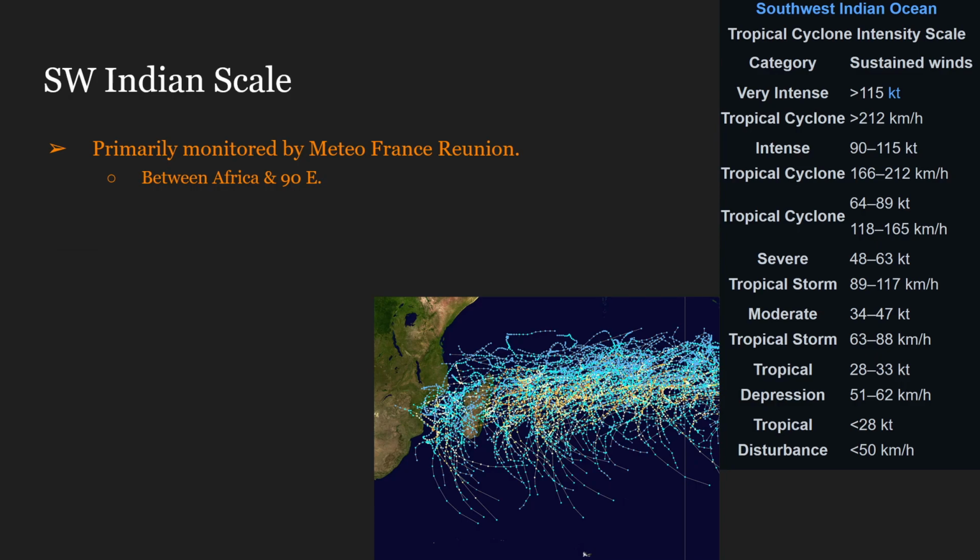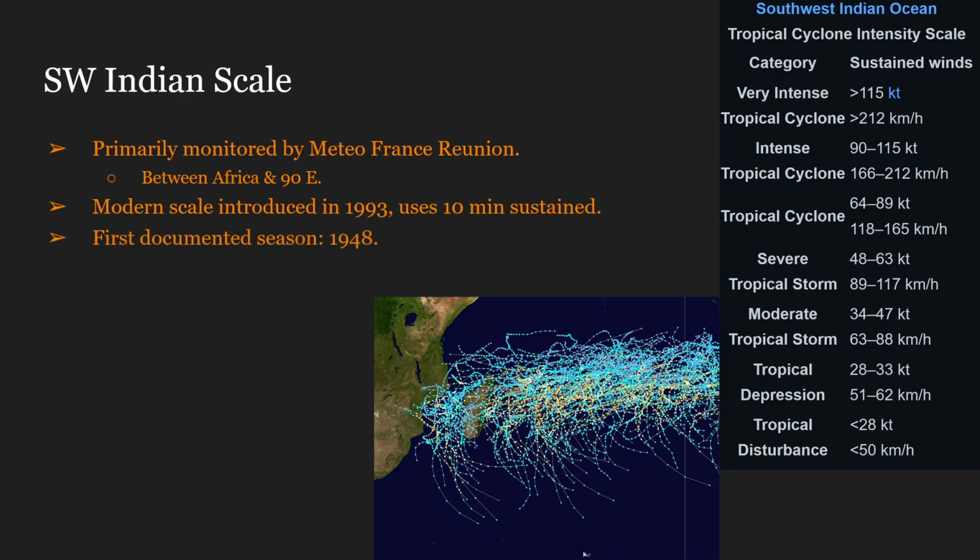This area is monitored primarily by the Météo France Réunion, if I'm not mistaken, based on Reunion Island, although I'm probably wrong about that. They monitor between Africa and 90 degrees east, and their modern scale was only introduced in 1993. They use 10-minute sustained wind speeds, just like the JMA. And their first documented season was actually in 1948.